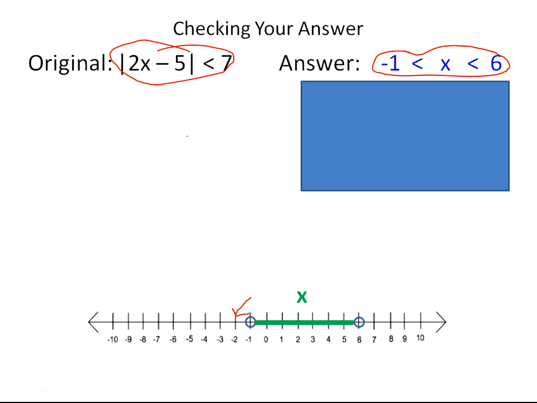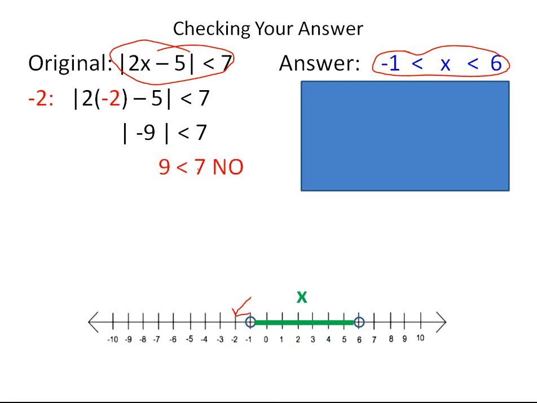And so we're going to do that with -2 first. So we substitute the x with -2. And so you have -4 minus 5, which is -9. The absolute value of -9 is 9. Is 9 less than 7? Well, no. And that's exactly what we wanted to see happen.